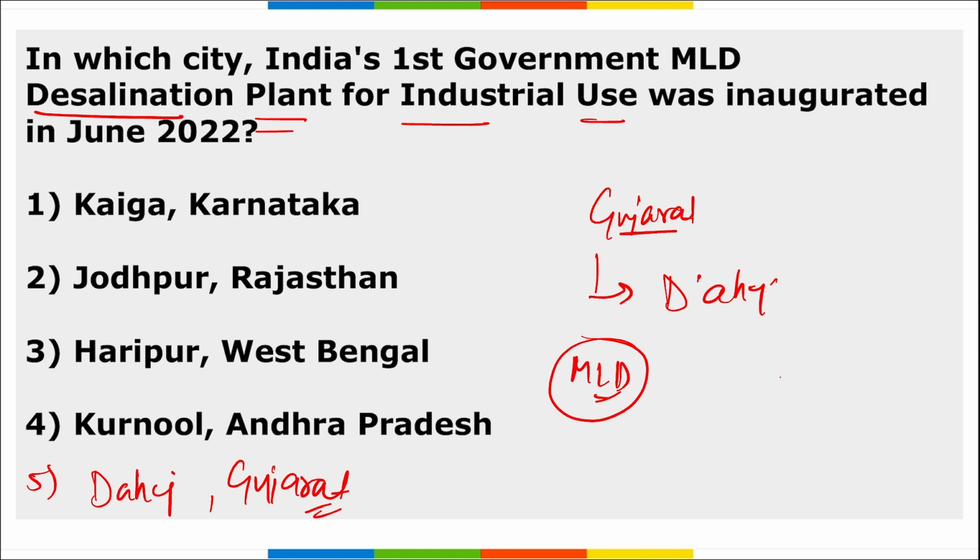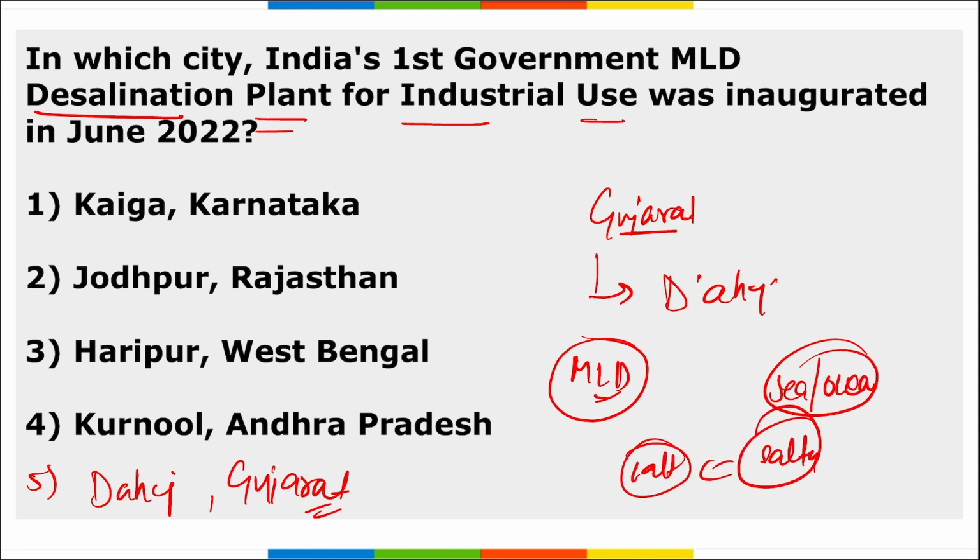What is this desalination plant? We know in the sea, oceans, the water is salty. In order to remove that salt from water, that process is known as desalination. Alright, this plant was set up in Dahej, Gujarat with a total outlay of 881.19 crore rupees.